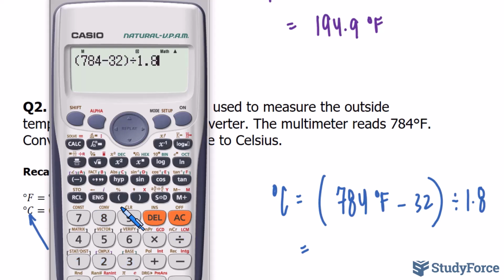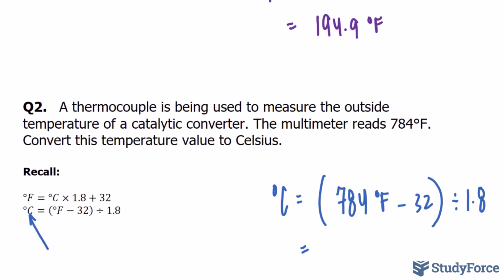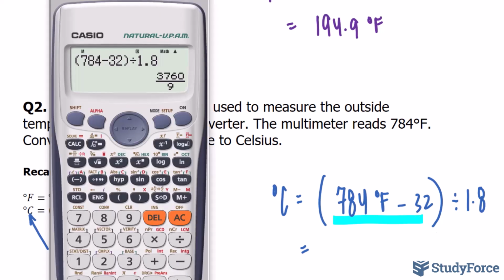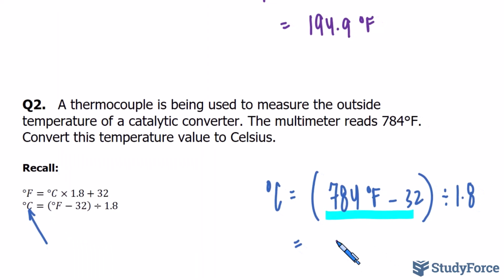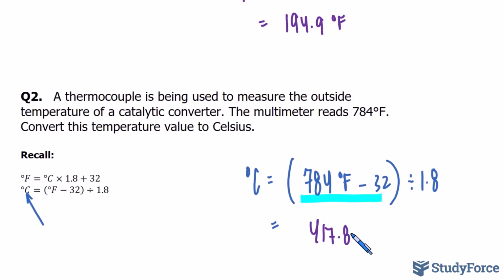Now, if you do not have a scientific calculator, you do want to follow the order of operations, so you do want to compute this part first, then divide by 1.8. We end up with an output of 417.7 repeating. To make things simple, we'll round to one decimal place, so 417.8 degrees Celsius.